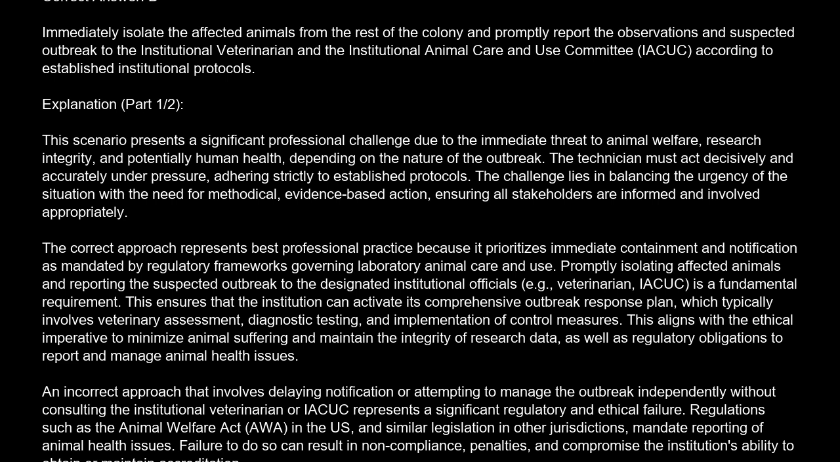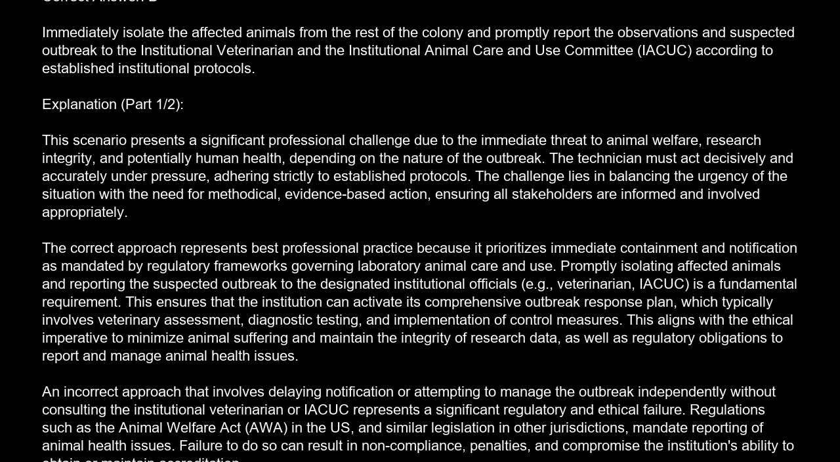Explanation. This scenario presents a significant professional challenge due to the immediate threat to animal welfare, research integrity, and potentially human health. Depending on the nature of the outbreak, the technician must act decisively and accurately under pressure, adhering strictly to established protocols. The challenge lies in balancing the urgency of the situation with the need for methodical, evidence-based action, ensuring all stakeholders are informed and involved appropriately.